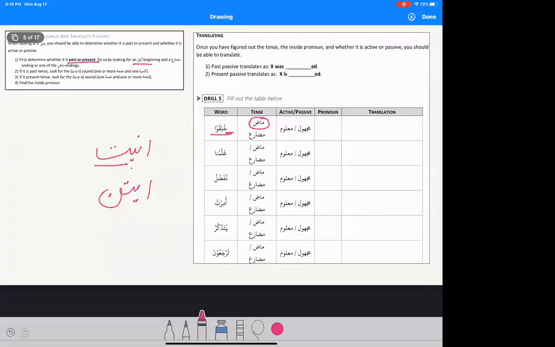So if it is past tense, then look at the u and e sound, one or more dhamma or kasra. So in the past tense, if you see u and e sound, that means you have more dhammas and one kasra. This is the indication that this is the past passive. And for the present tense, if you hear u and a sounds, one dhamma and one or more fathas, then it is present tense passive. And then you can find the inside pronoun. What is the inside pronoun in it?